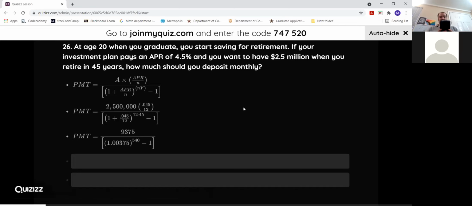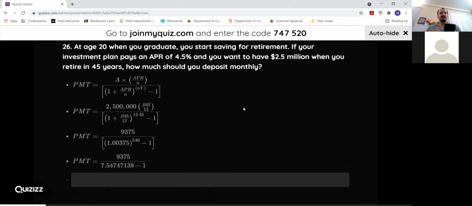I'm going to do the same thing, 0.045. We're going to divide it by 12. It's going to be 0.00375. I'm going to add that to 1 and raise it by the 12 times 45. Let's subtract that by 1. So I should be getting 7.74. So those numbers look correct.